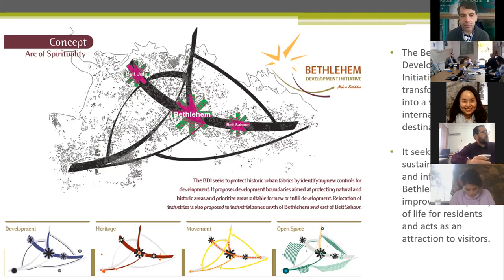The arcs you see on the screen are where most of the projects identified in the master plan are located. So our focus was always, from the beginning, within these arcs. They were divided into development arcs, including the infrastructure projects, the heritage arcs, the access and movement arcs, and the open spaces.